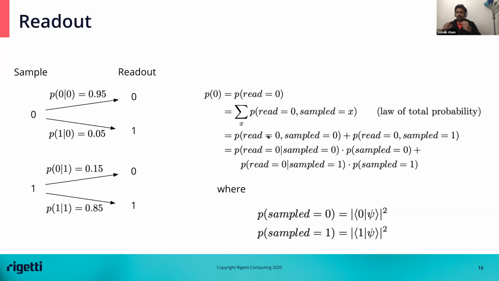So P of A and B is basically the probability of A given B times the probability of B. And that's all that this is saying. This is basically saying that the probability of my bit being read out as zero, and the fact that it was actually sampled as 0, is the probability that it was read out as 0, given that it was sampled as 0, times the probability it was sampled as 0, plus likewise, I will just simply decompose this into its conditional probability.